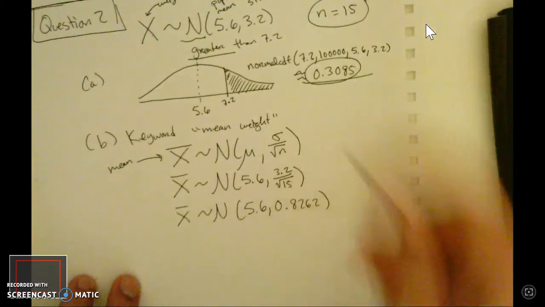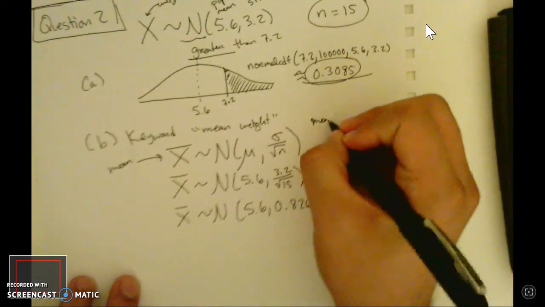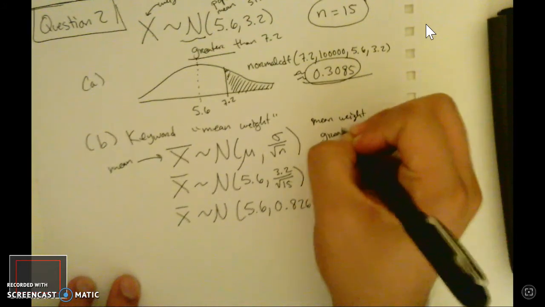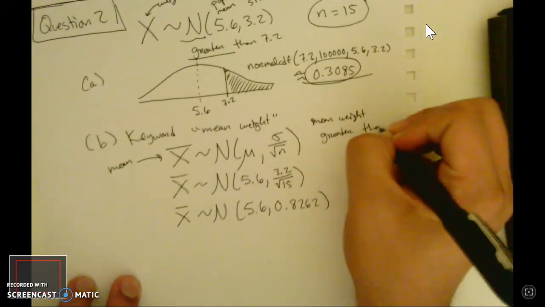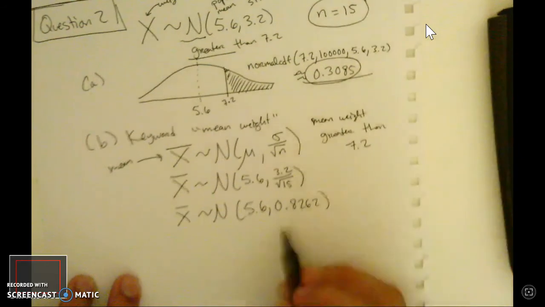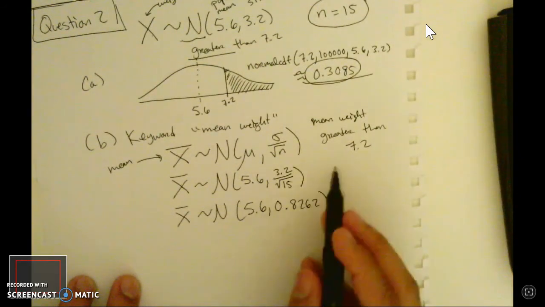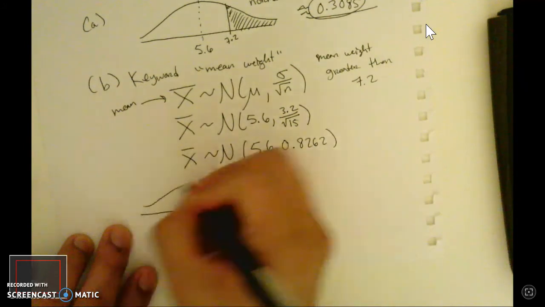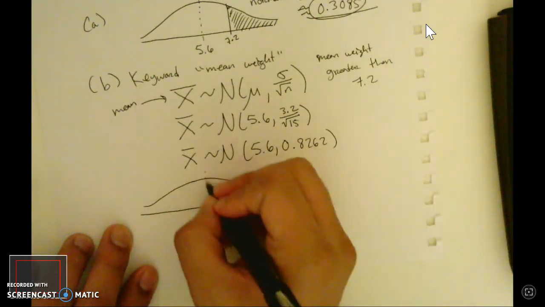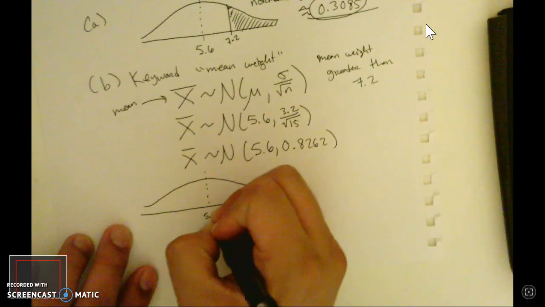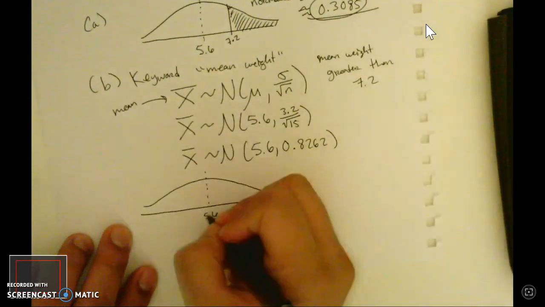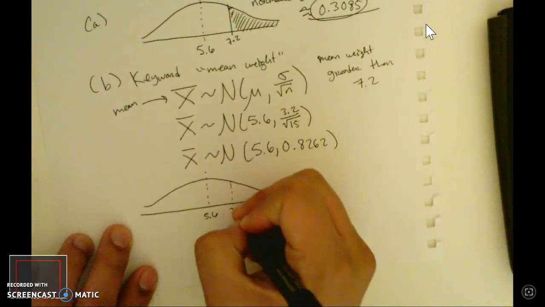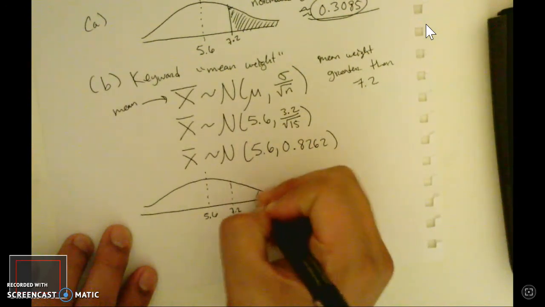So the problem said the mean weight is now greater than 7.2. Now we're going to use this new information to figure out this problem. So what am I going to get? The mean is still 5.6, right? This is optional, you don't need to do it, it helps me. And then 7.2 is still here, right? It's still the same exact area.